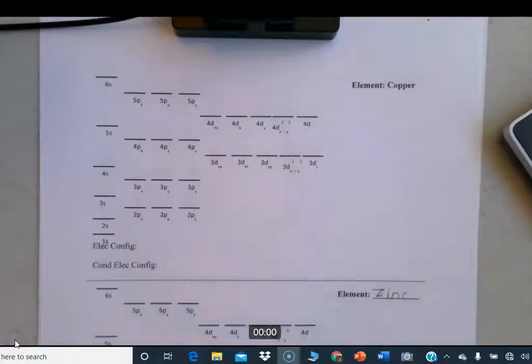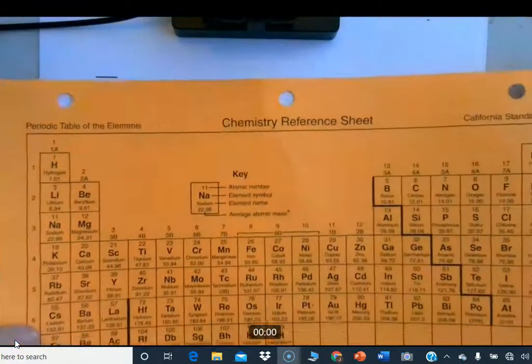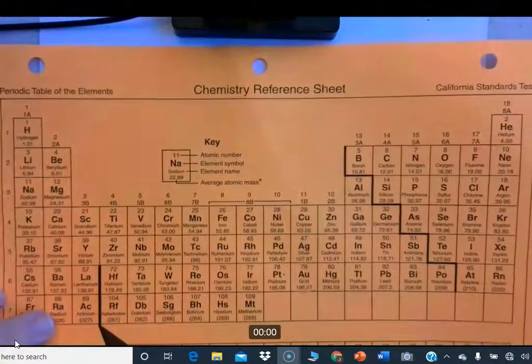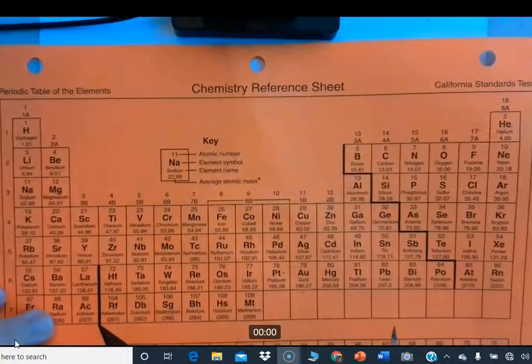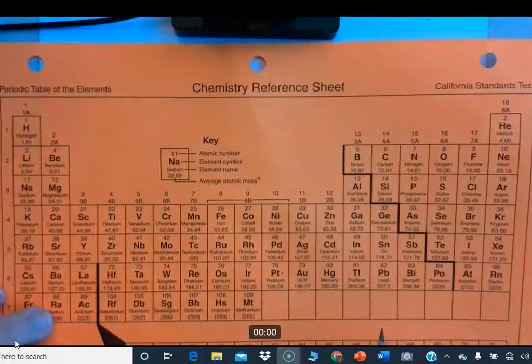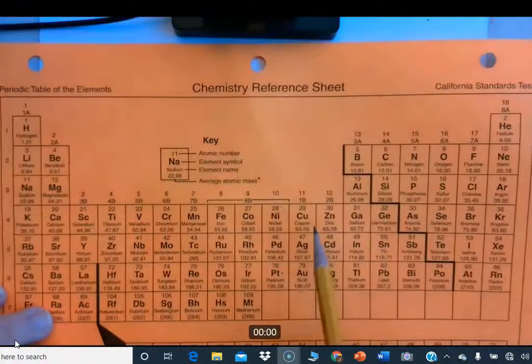Okay, next up I'm going to do copper. And so where do we find copper? And it is right here.